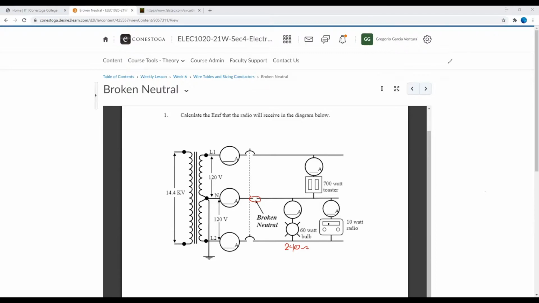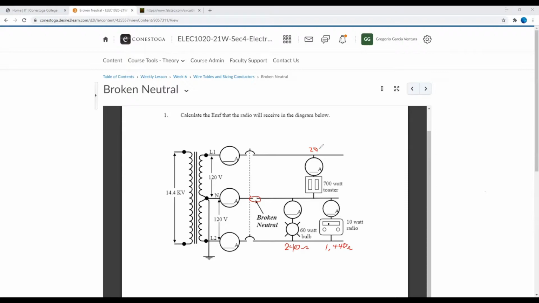Yeah, that was 1440 ohms. That was the radio, and that doesn't change. Now, the resistance of the toaster was 20.57, as far as I can recall. Yeah, 20.6. So this one was 20.57.